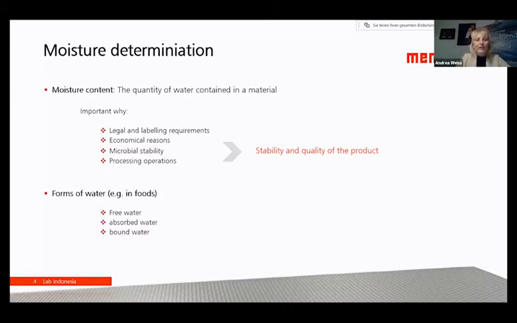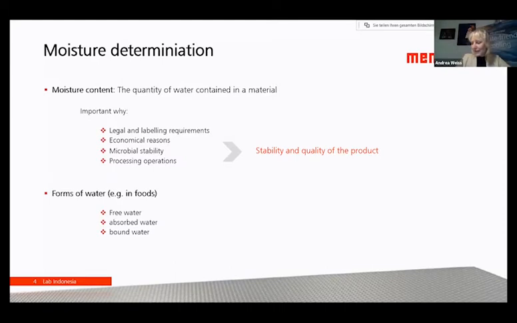Or if we go on to processing operations, let's talk about food processing. The knowledge of the humidity and the moisture in the product is really very, very important. So also drying processes, moisture determination, very important factor. But not only in the food industry, also in cosmetics and in pharmacy, moisture determination is a very, very important matter.